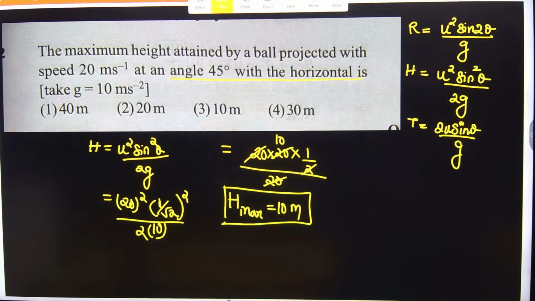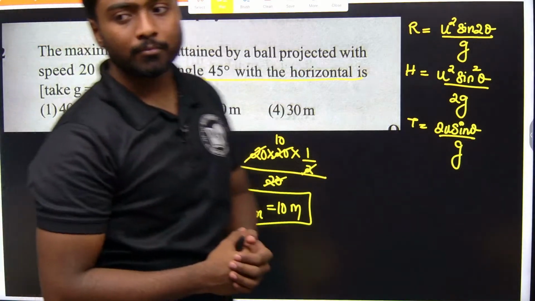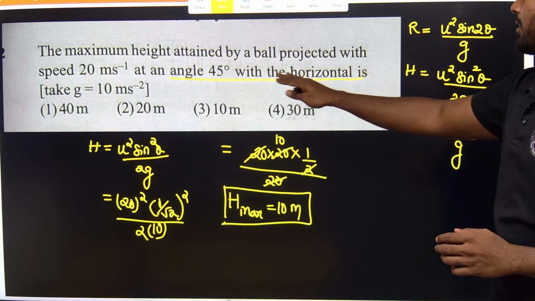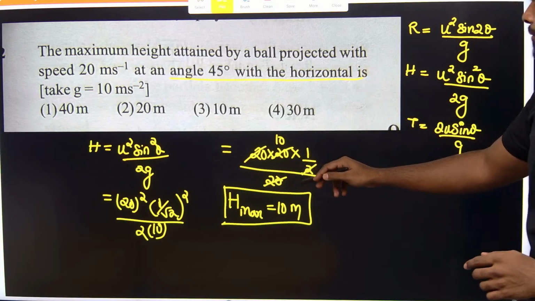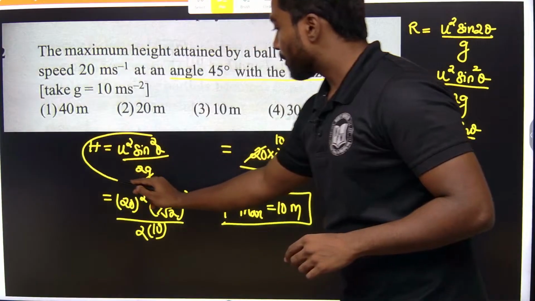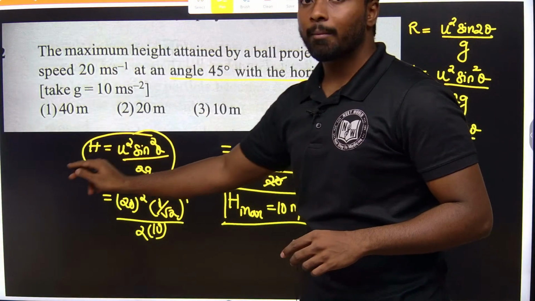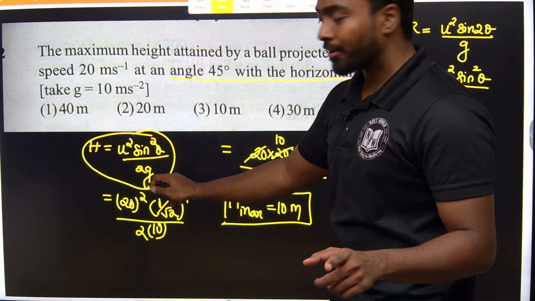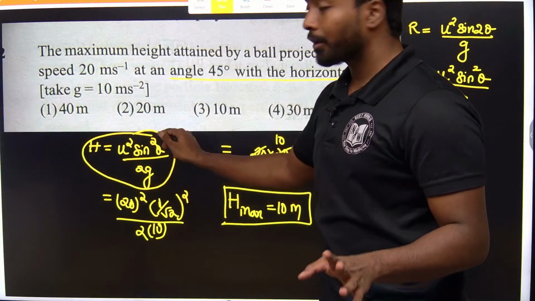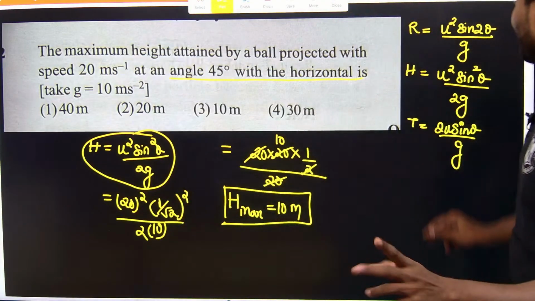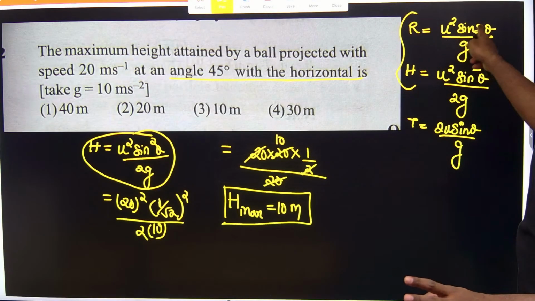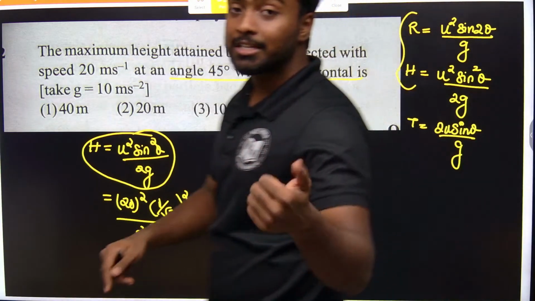Can we go for the next question? I hope you got it cleared. Since they have asked for the maximum height attained by the ball, we have taken the formula H equals u square sin square theta by 2g. Remember, whenever it is sin 2 theta, the denominator will be only g. For sin square theta, the denominator is 2g. The only thing that changes between range and height is sin 2 theta and sin square theta, with denominators g and 2g.